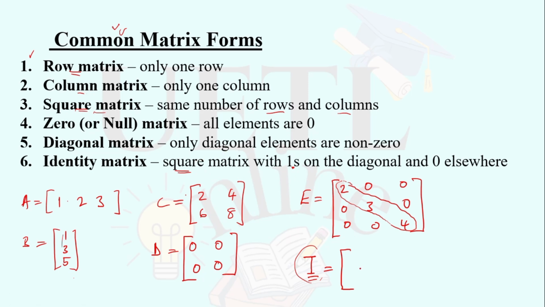In this case, our identity matrix is like this. You know that it is a square matrix, 2 by 2. The number of rows and columns are equal, and you can see that the diagonal elements are only ones, and the others are zeros. This is what we call an identity matrix. Please make sure you remember this. It is a very important matrix, and we're going to look at it in the future.